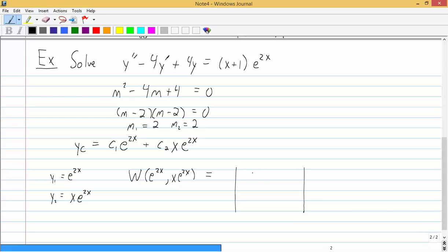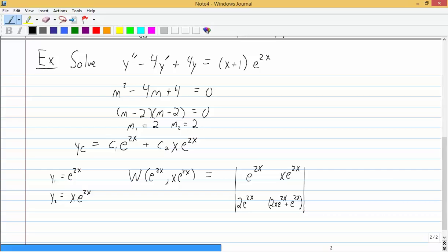the 2 by 2 determinant. You say e to the 2x, x e to the 2x. To make this square, you would have to take one derivative. So this is 2e to the 2x. And then for this derivative, you have to use the product rule. So it would be 2x e to the 2x plus e to the 2x.